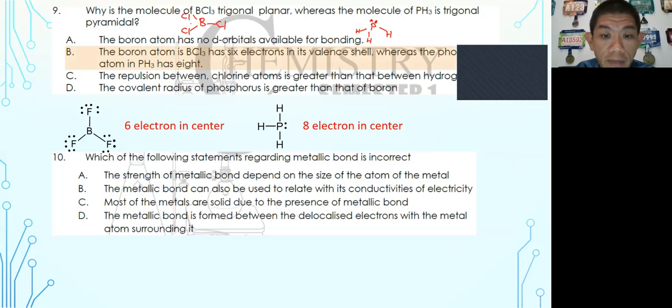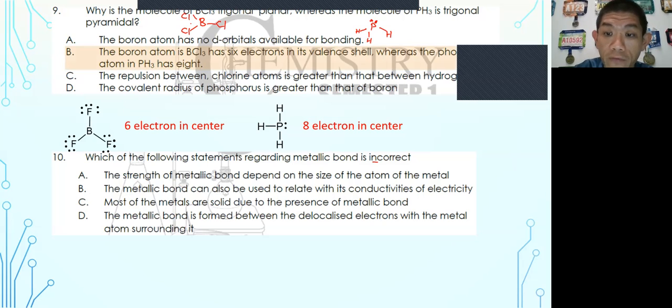Number 10. Which of the following statements regarding metallic bond is incorrect? You're looking for an incorrect answer, so you have to be careful whenever you're choosing your answer. A, the metallic bond strength depends on the size of the atom. Yes, because if you have the same number of delocalized electrons, the size will become one of the factors that influence it. So A is true.